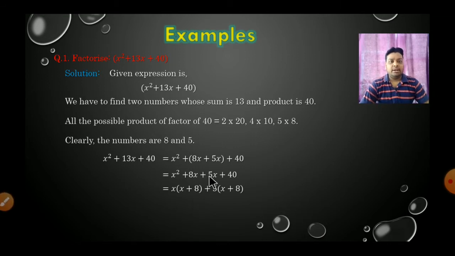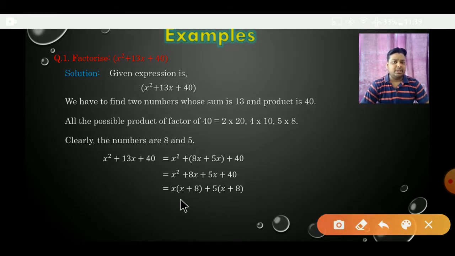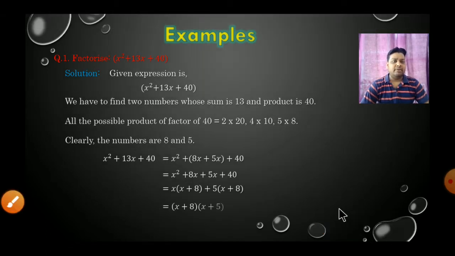Now in 5x plus 40, we take the constant 5 as common, then x here and 8 here, because 5 into x is 5x and 5 into 8 is 40. Now you can see that (x plus 8) and (x plus 8) are both common binomials, so we take the common binomial and write the leftover value in a bracket, that is, (x plus 5). Okay, so that is the product of these factors.